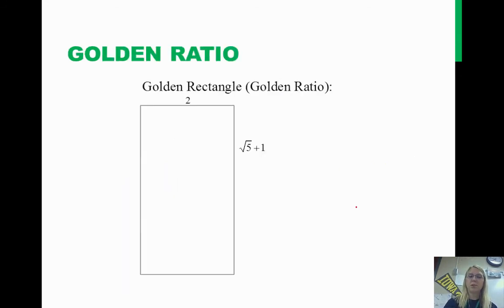Now, there's something special in math called the golden ratio. This is found everywhere in nature and everything. Our human shape is the golden ratio. Much art is the golden ratio. So if you notice that you have one side of the rectangle is 2, and the other side of the rectangle is square root of 5 plus 1. I challenge you to go on the internet and go to Google and put in the name golden ratio and see what images you get coming up for that.